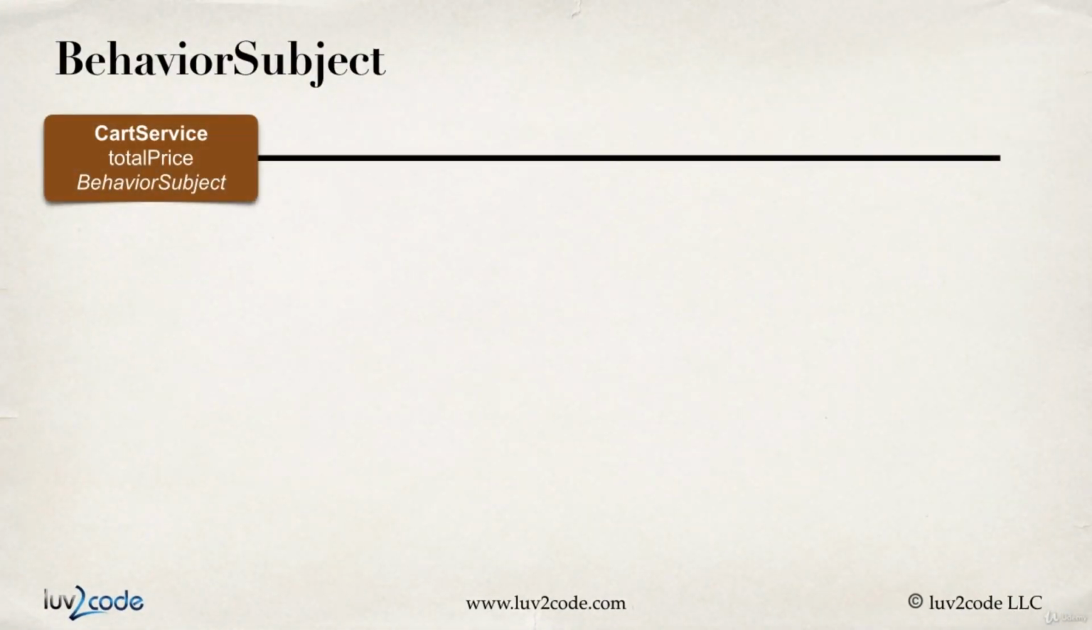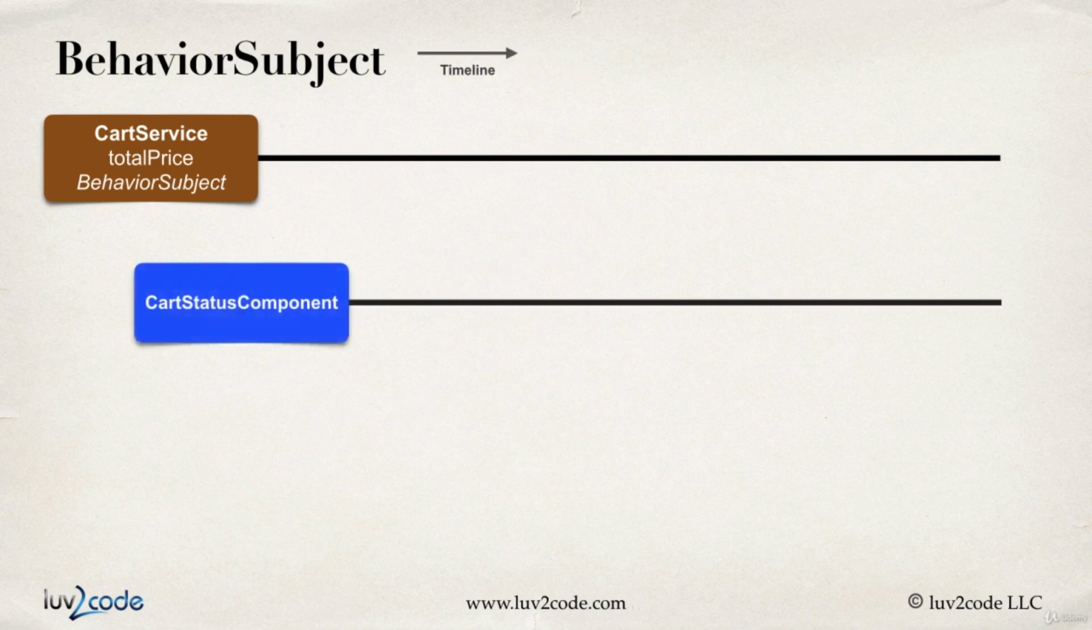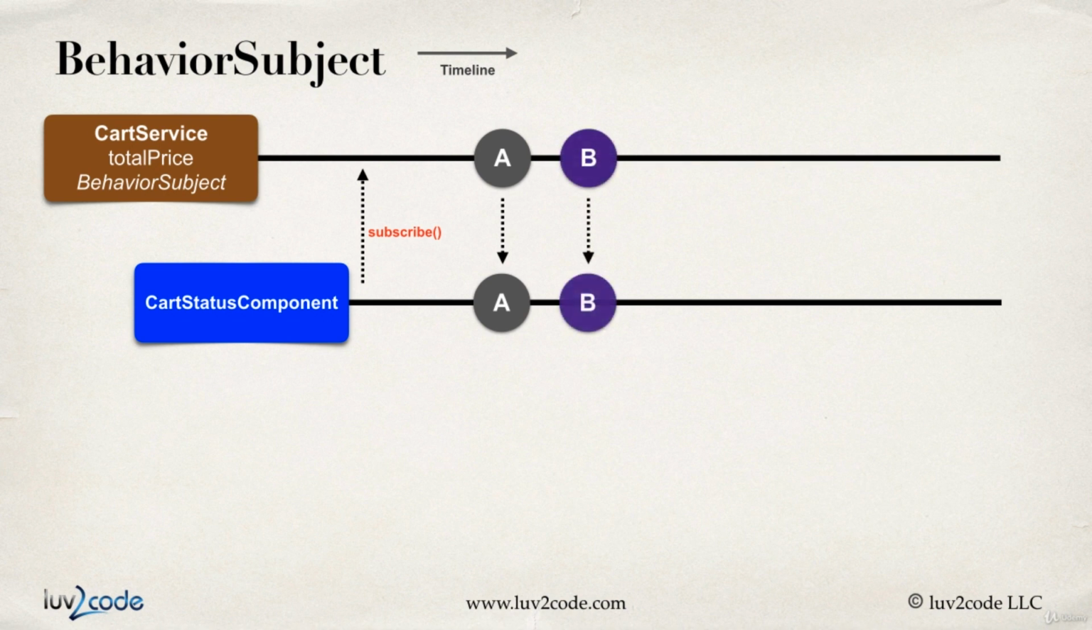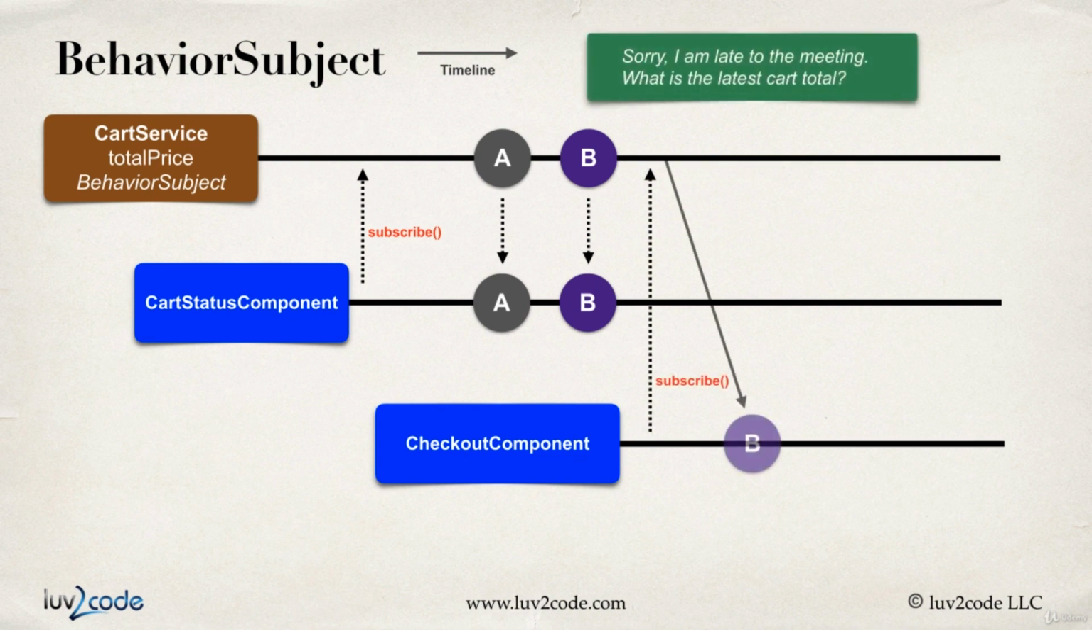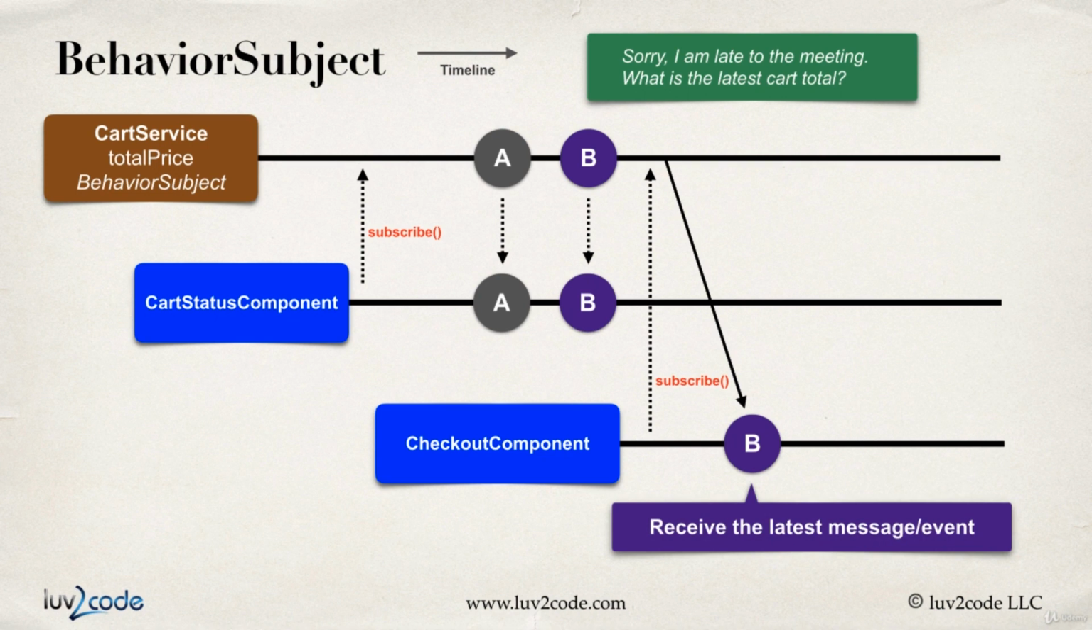Alrighty, so looking at an example here with this behavior subject. We have this cart service, total price, and note here it's a behavior subject. We have our cart status component. They'll do a subscribe. We'll have these events come across, A and B. And then we'll have our checkout component that'll actually do a subscribe. And then they'll simply get the latest cart total, or they'll receive the latest message or event that happened. They won't get all previous ones, simply the latest value. And of course, they'll get all new events coming in the future. But that's the key here. The behavior subject basically just keeps a buffer of the most recent value that was sent.